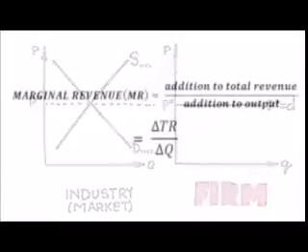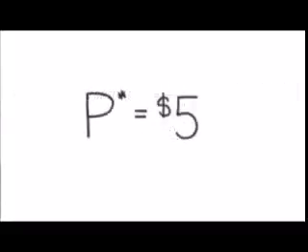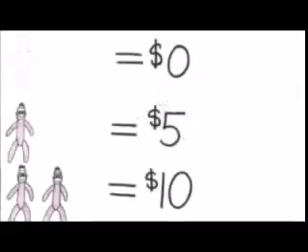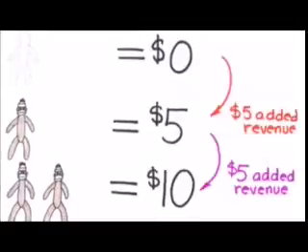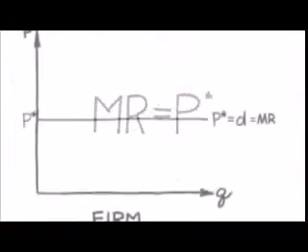Marginal revenue is the additional revenue that you earn when you sell an additional unit of output. For a perfectly competitive firm, since all units are sold for the same price, each unit sold always adds the same amount of revenue, P star. For example, if price is $5, then the total revenue for 0 units is $0, for 1 unit is $5, for 2 units is $10, and so on. Selling 1 more unit generates $5 additional revenue each time. Therefore, marginal revenue is equal to the equilibrium price. Note that this is only true for perfect competition.